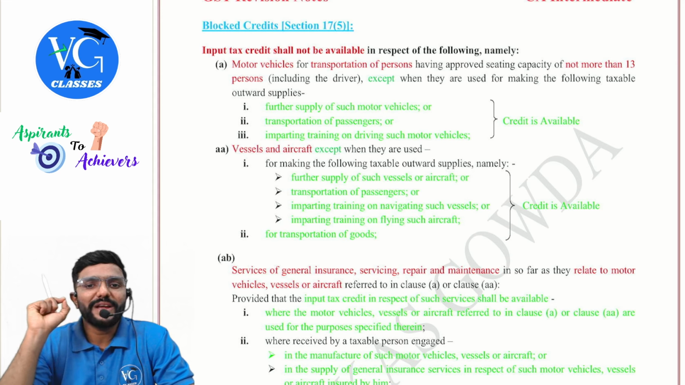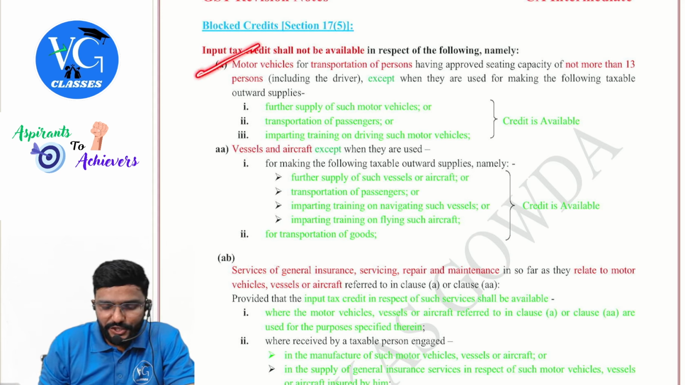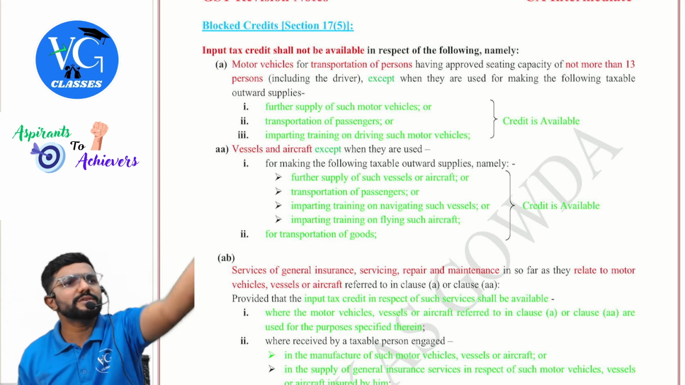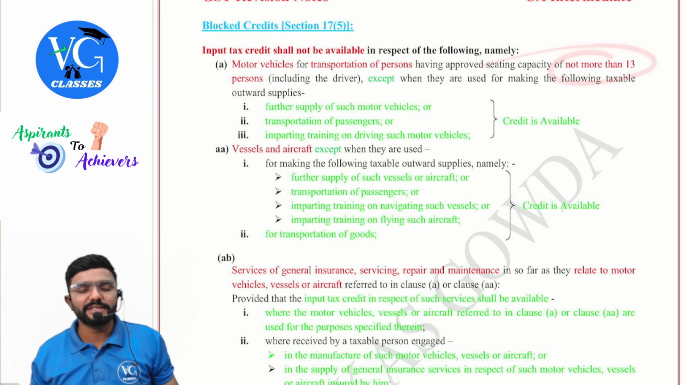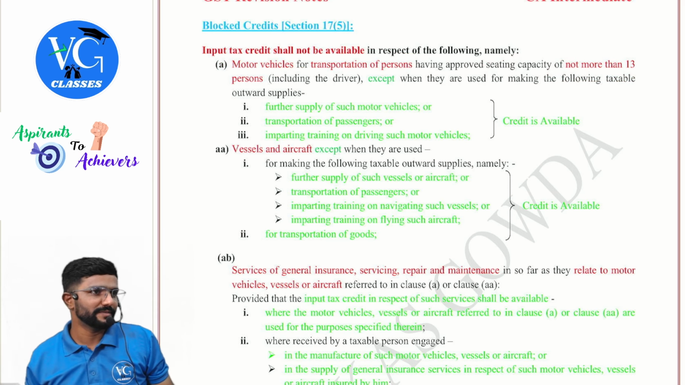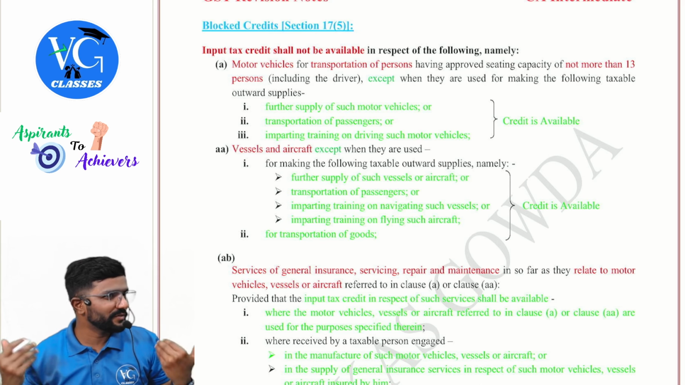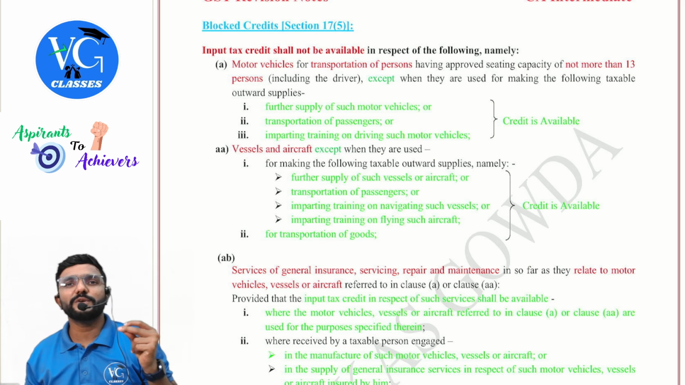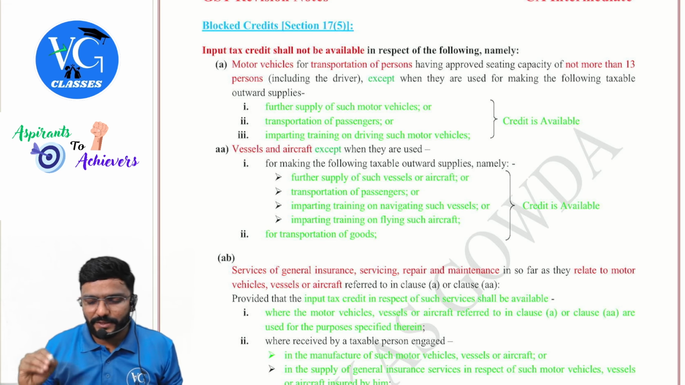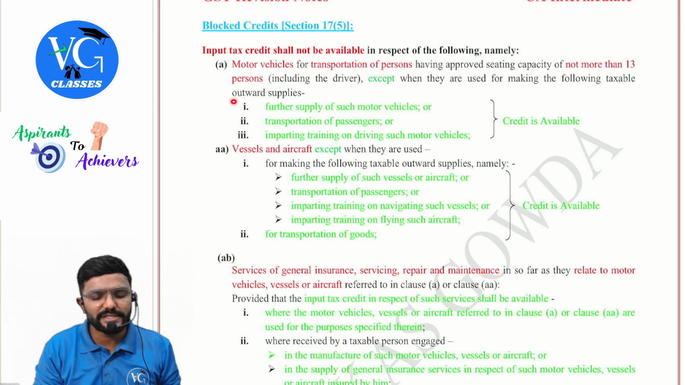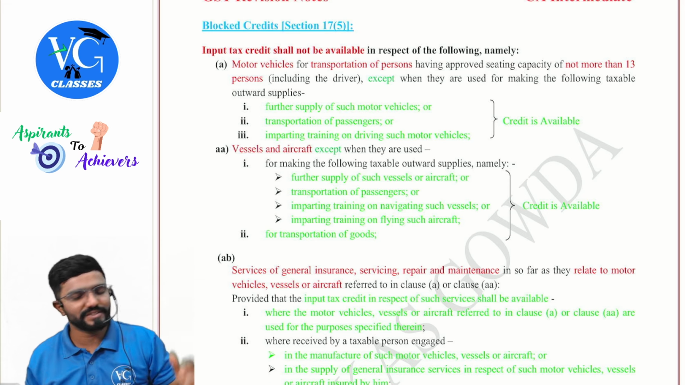Input tax credit shall not be available in respect of the following, namely, motor vehicles for transportation of persons. Sir, what if it is goods? Available. Having approved seating capacity of not more than 13 persons, including the driver. Sir, what if it is a bus? Allowed. Correct. So go with the numbers. Go with whatever conditions they have given. Not more than 13 means maybe a car they are talking about. Except when they are used for making the following taxable supply. Means in the following cases, whether it is a car or whatever, seating capacity less than 13, is it allowed, sir? Yes.